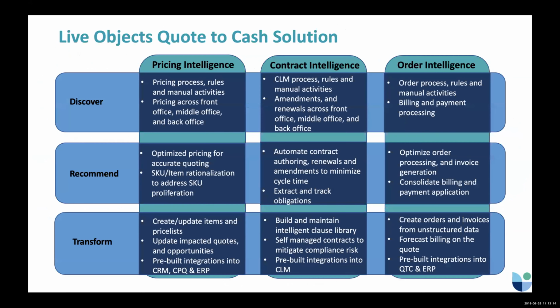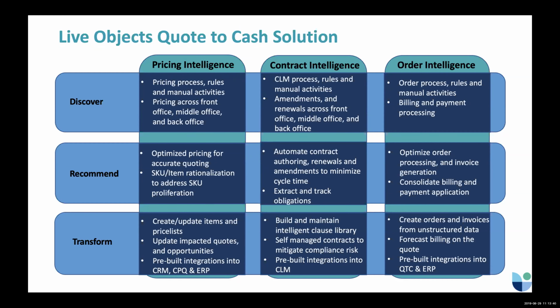Now, how is this going to play for code to cash? Again, the LiveObjects philosophy of discover, recommend, and transform would still be there. We are applying this closed-loop methodology of discover, recommend, and transform to three major areas of code to cash: pricing, contract management, and order management. We call them pricing intelligence, contract intelligence, and order intelligence.